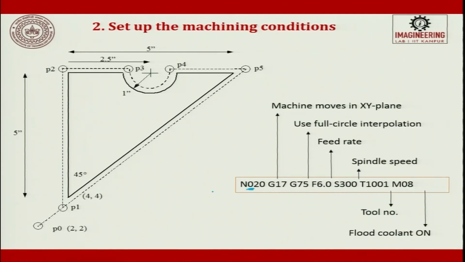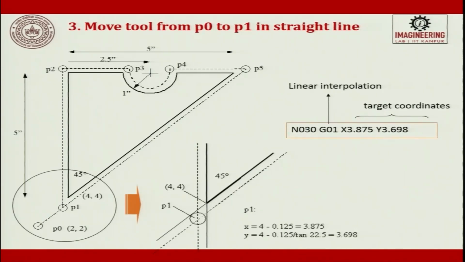Then N02: G17 is the XY plane I am going to use, and then full circle interpolation is G75. Then we define the feed, cutting speed, tool number and finally flood coolant on. Miscellaneous will come at the last. Then the third one, N03: we say G01 X 3.857 and Y 3.698. These are the target coordinates of the end point it has to go to.